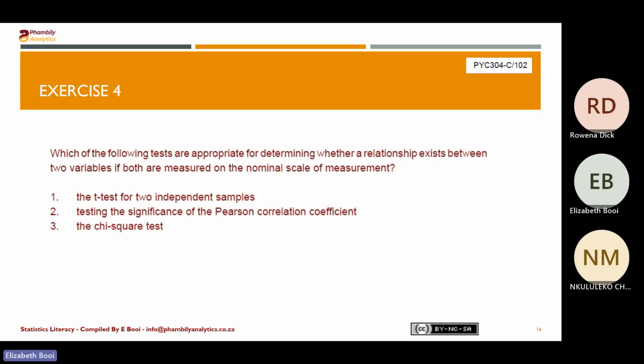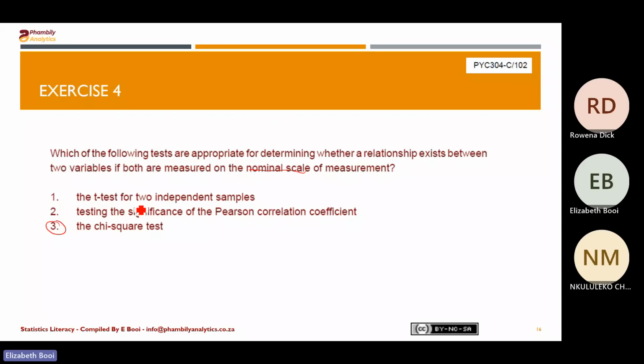If you can't talk, you can also put it on the chat, unless I'm not audible. Yeah, I think 3. I don't know if I'm wrong, but I think 3. 3 will be correct because we're talking about 2 nominal scales. The test for 2 independent samples.